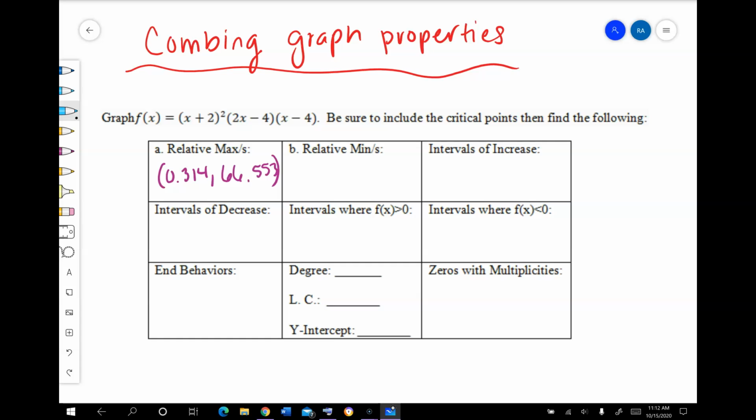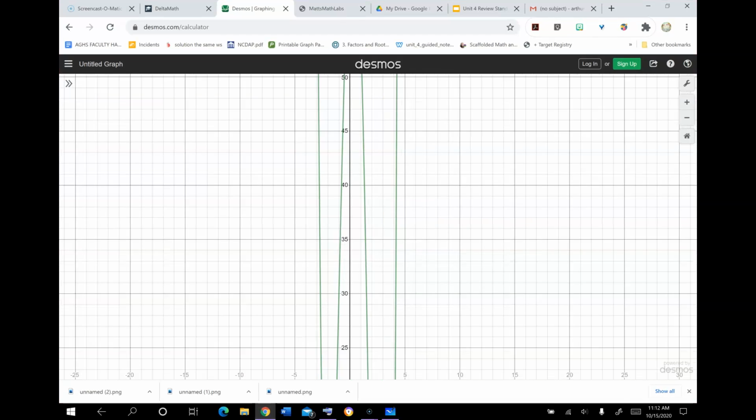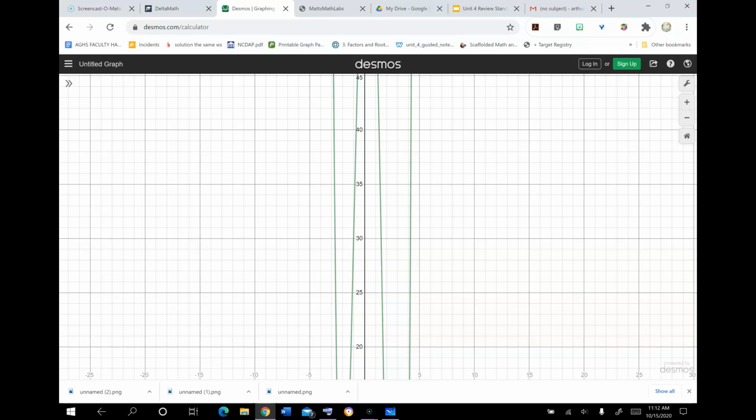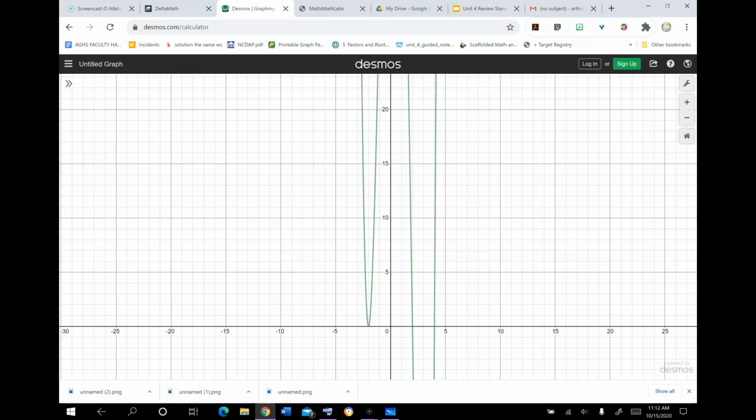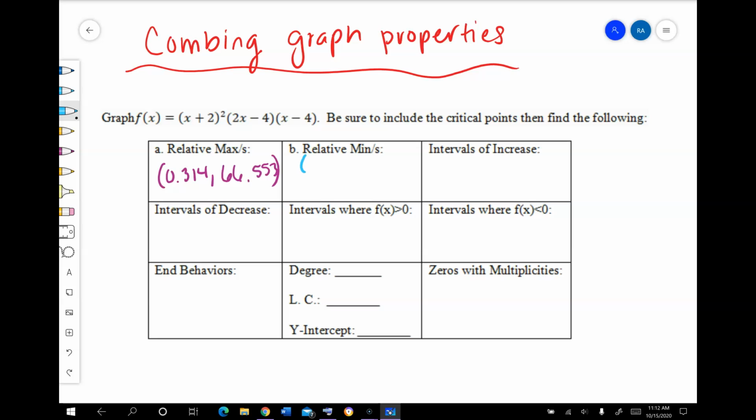Okay, now we're going to go to our mins. So we go back to the graph. Now I need to get the mins. Now I do have 2 mins here. Okay. So I have one min right here. That's negative 2, 0. So we'll go back and we'll write that one. So one min is negative 2, 0.